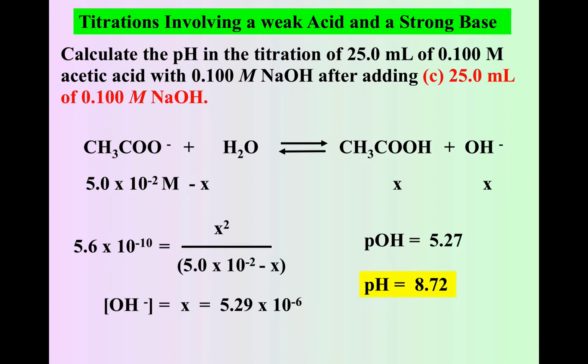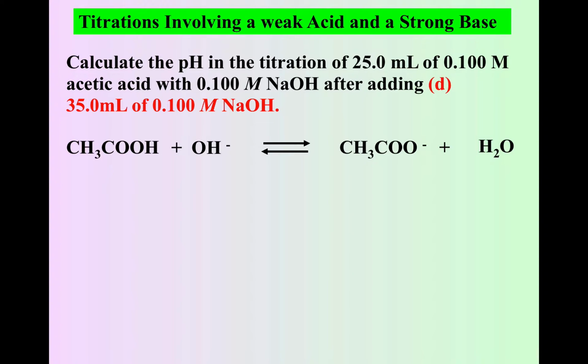So with a strong base being titrated into a weak acid, at the equivalence point, you've got a pH above 7, right? That's because you've got conjugate base floating around, right? This is a basic solution. All right, so that's point C.